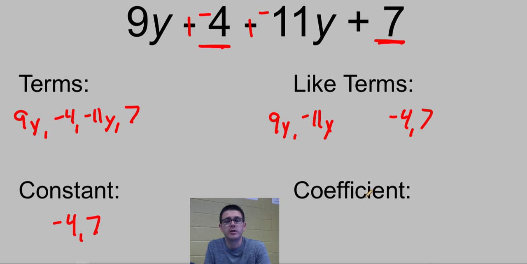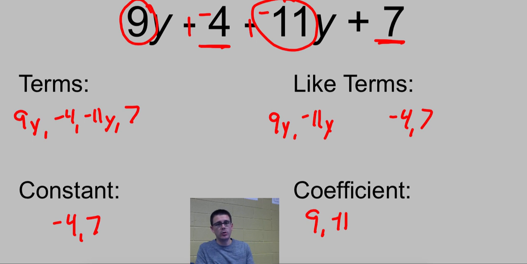And then my coefficients are the numbers in front of my variables. In this case, 9 and -11. So constants are plain old numbers. Coefficients are the numbers in front of the variables.